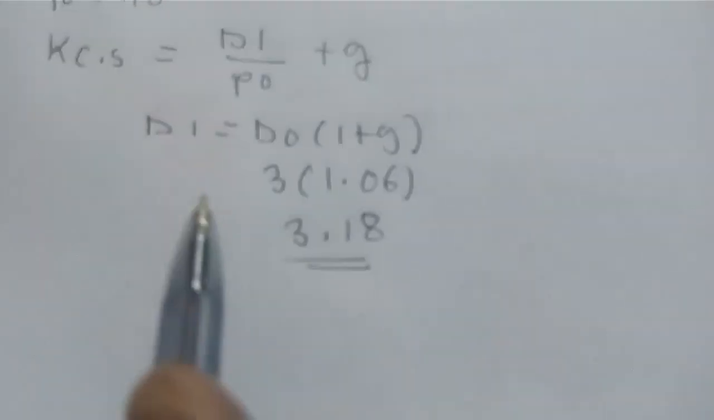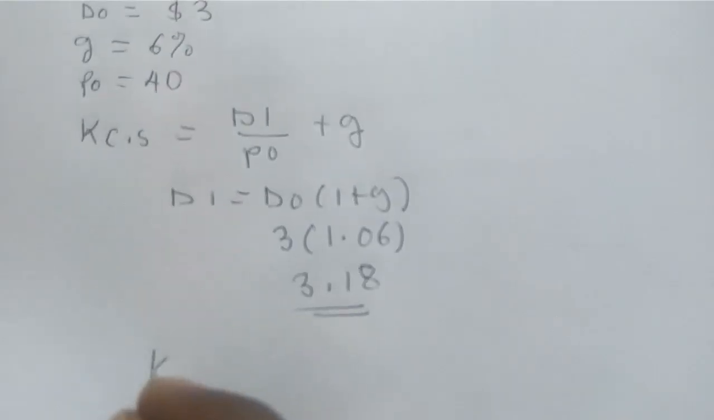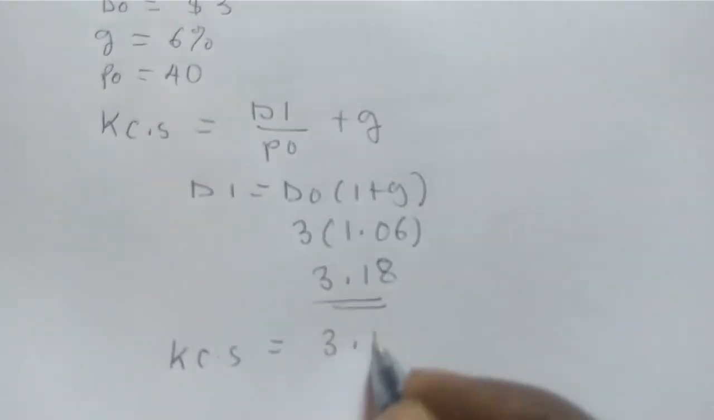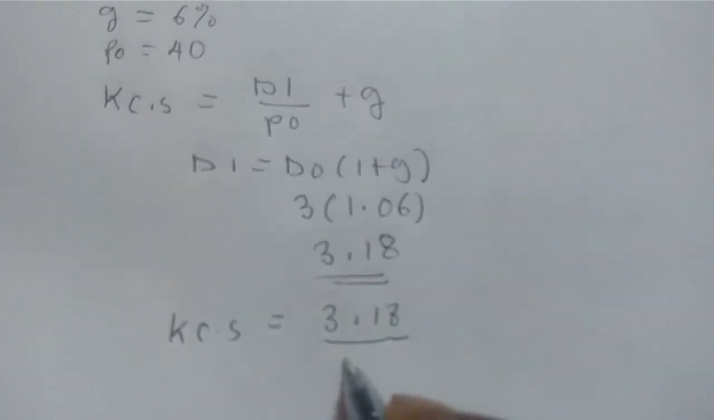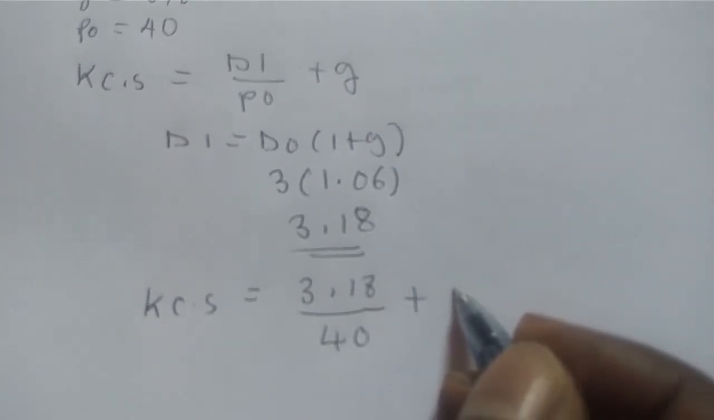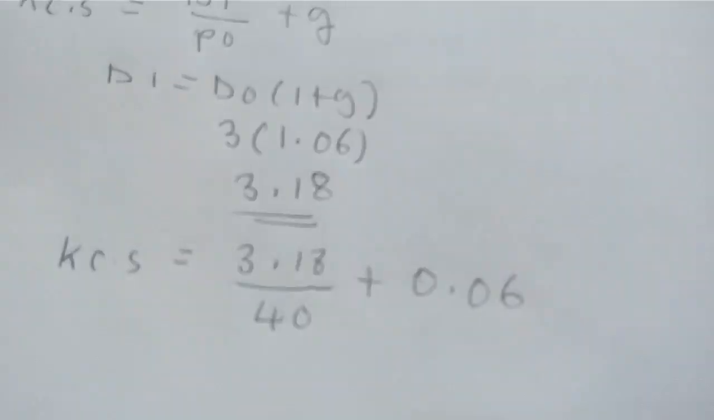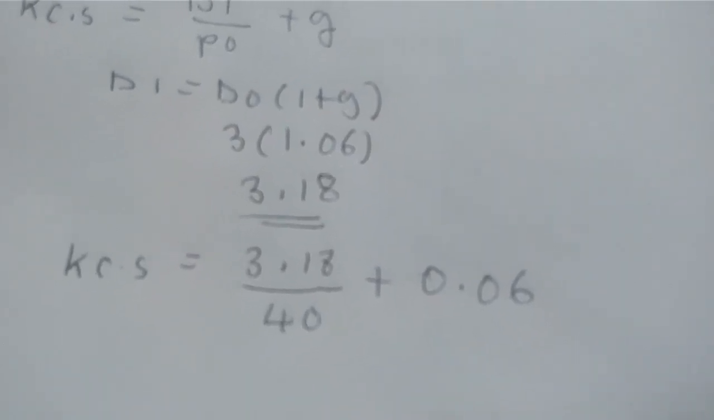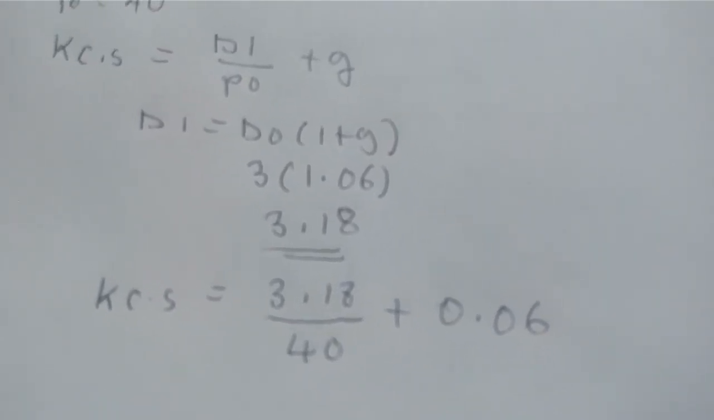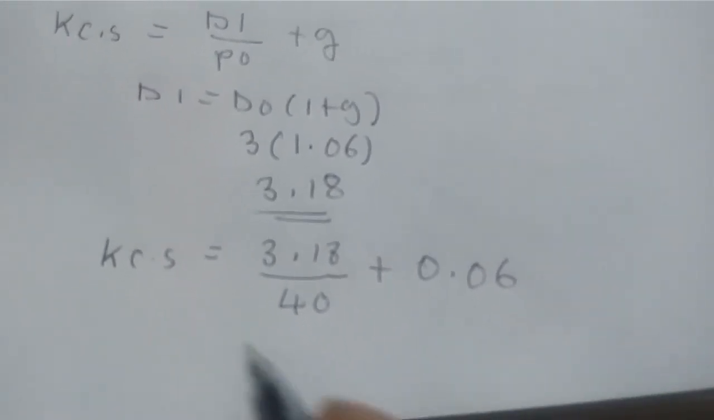So that's our D1, and then now we just have to replace it in our formula, giving us the cost of common stock to be, our D1 is 3.18 over the price was $40 plus the growth rate, which was 6%, which is 0.06. When we punch in that, so we have 3.18 over 40, then we add 0.06, we have 13.95%.